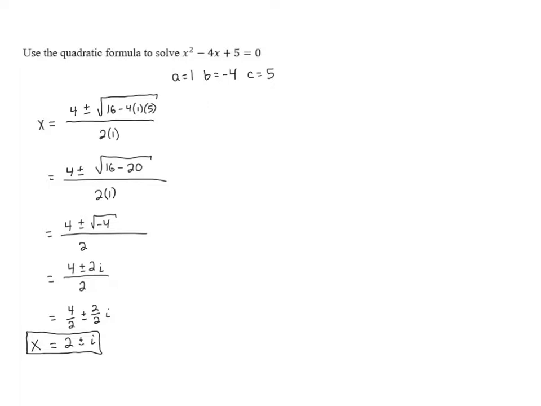Anytime the quantity inside the square root ends up being a negative, there's actually a name for that quantity. It's called the discriminant. Whenever that quantity is negative, when we take the square root, it's going to give us an imaginary number, and this is going to lead to an answer that is a complex number.